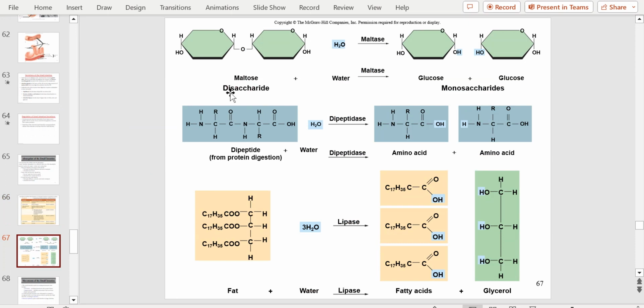There's an example of a disaccharide. These are examples there of monosaccharides, the whole process of breaking down, right? Maltose through the enzyme maltase breaks these down into glucose and glucose. We've got a dipeptide here, 2 amino acids, and we snip it in half, dipeptidase, and now we have the individual amino acids. And through the use of a fat enzyme, lipase, we break this fat down into its individual fatty acids and glycerols for further breakdown. Okay.